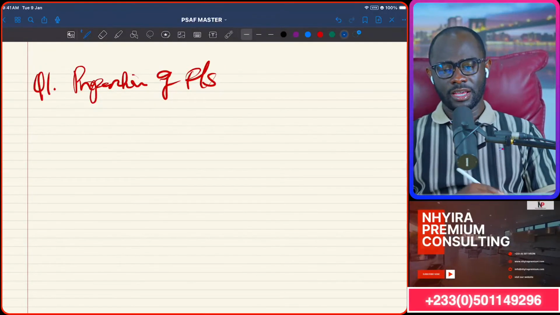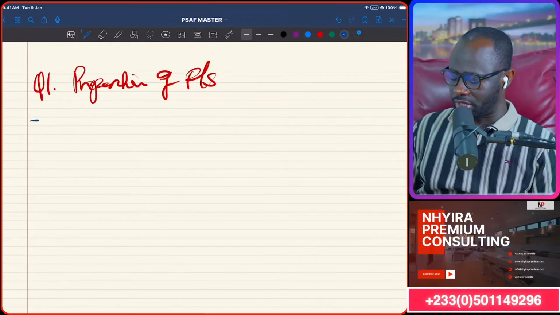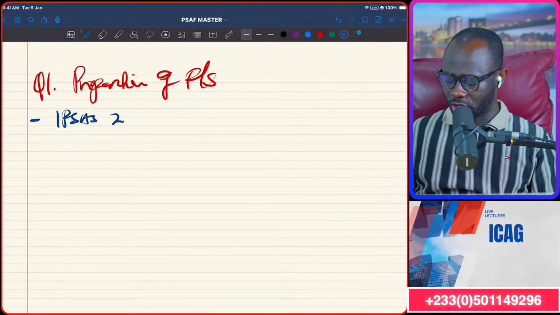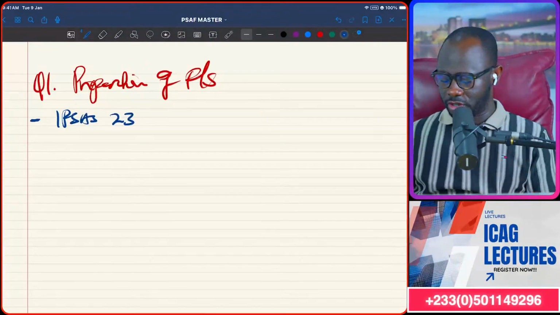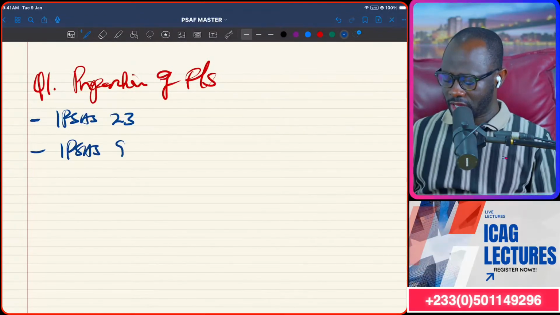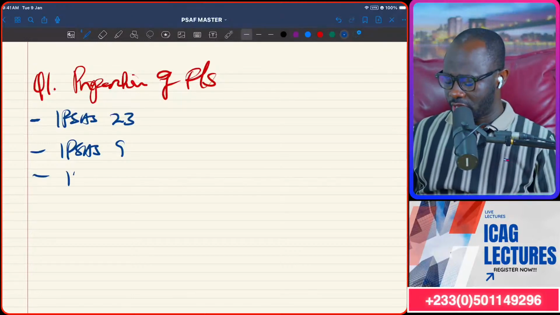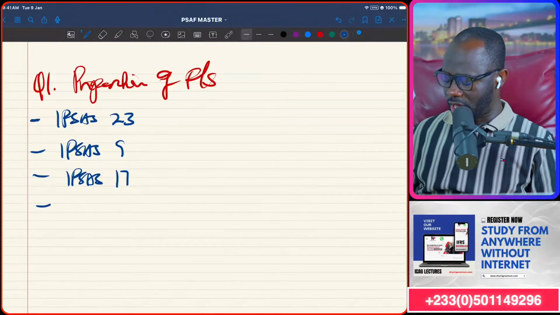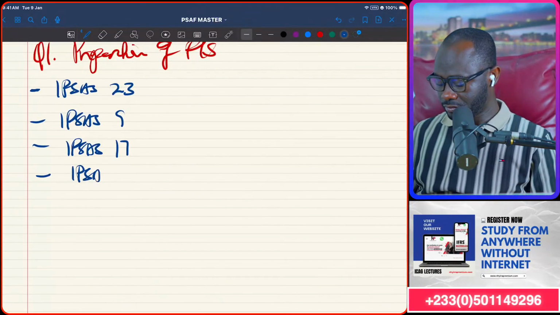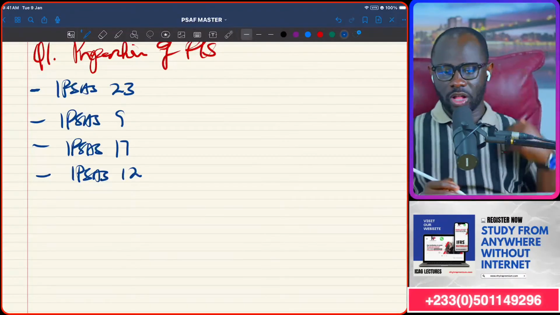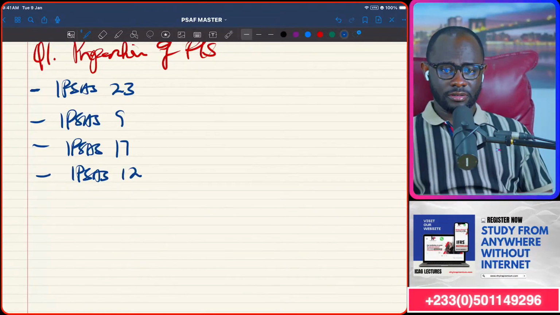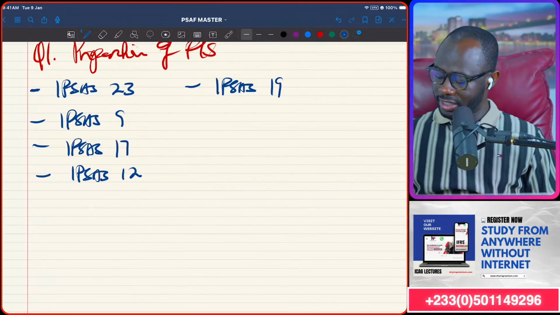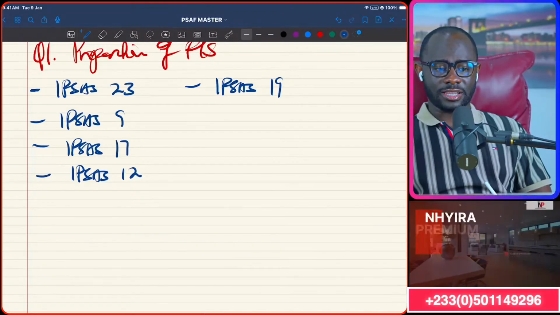You must understand that. Now, in order for us to prepare the financial statement, there are a number of IPSAS that we have to be mindful of, like IPSAS 23, revenue from non-exchange transactions, IPSAS 9, revenue from exchange transactions, IPSAS 17, property, plant, and equipment. You got to be mindful also of, in some cases, IPSAS 12, that is inventories. Then we can talk about IPSAS 19, provisions, contingent liabilities, contingent assets.